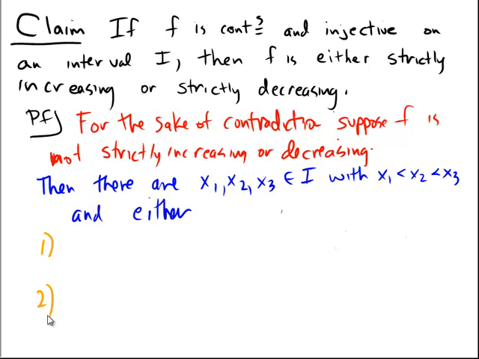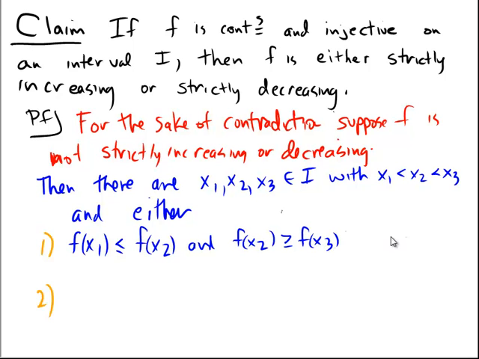Case 1, case 2. Case 1 would be that, let's say, it increased first and then decreased along these points, so that would be like saying f of x1 is less than or equal to f of x2, and then it would have to decrease over the next two, so that would be f of x2 is bigger than or equal to f of x3. Or what would the other case be? The other case would be f of x1 bigger than or equal to f of x2. So in other words, it decreased initially and then it eventually increased, and f of x2 then increasing up to f of x3.